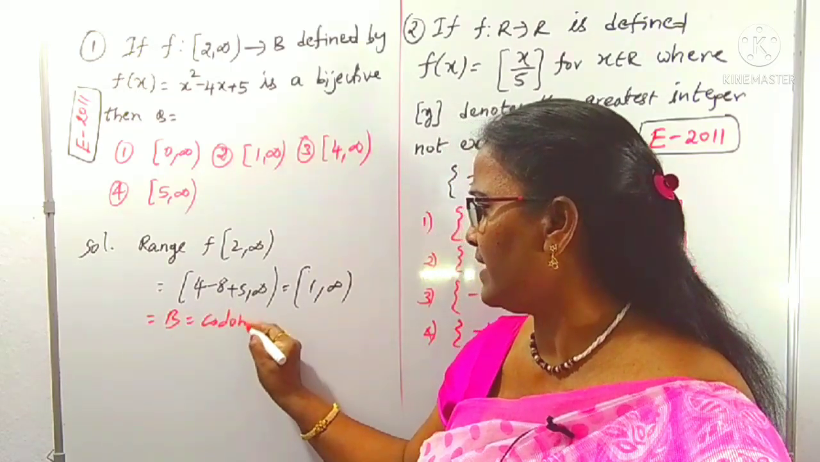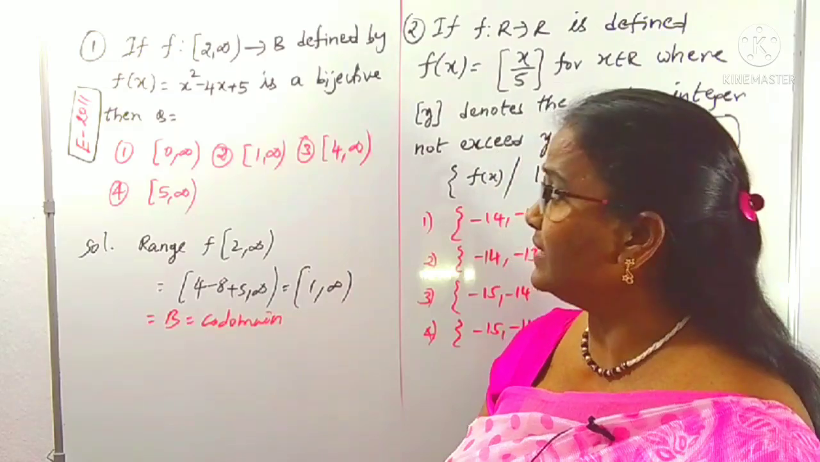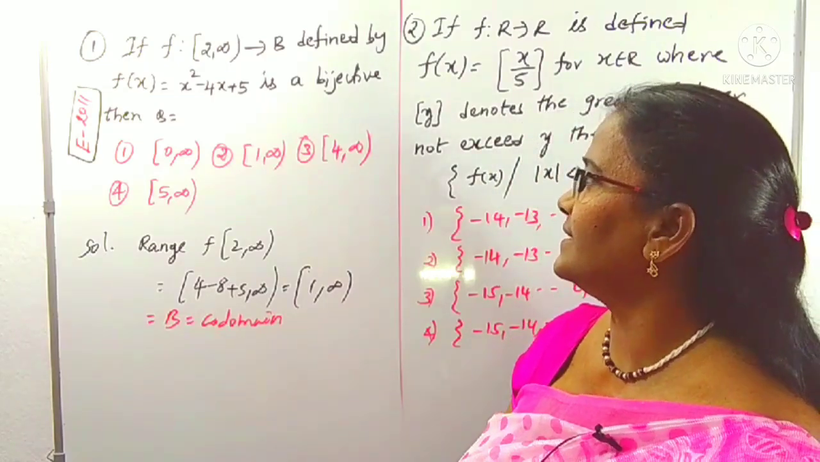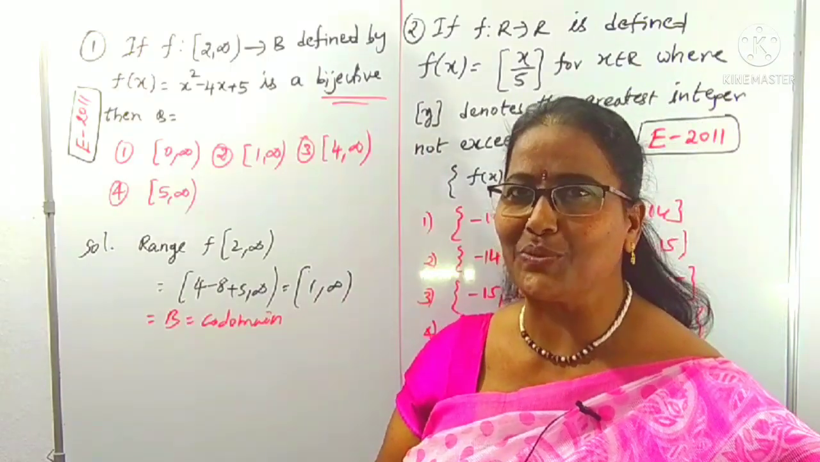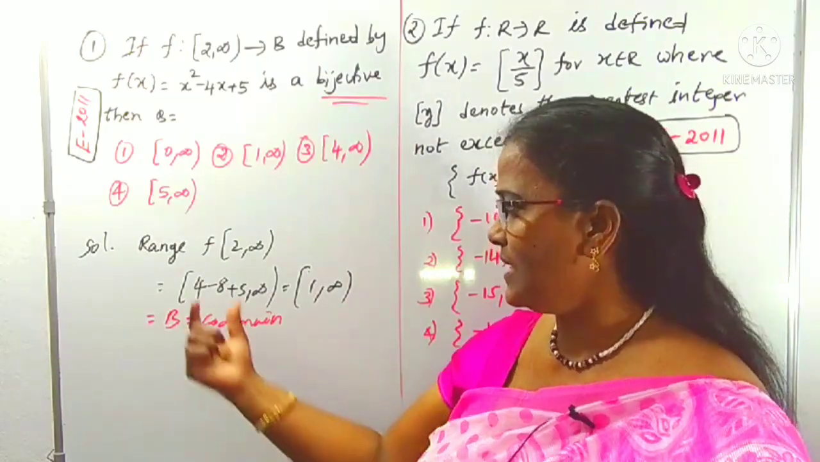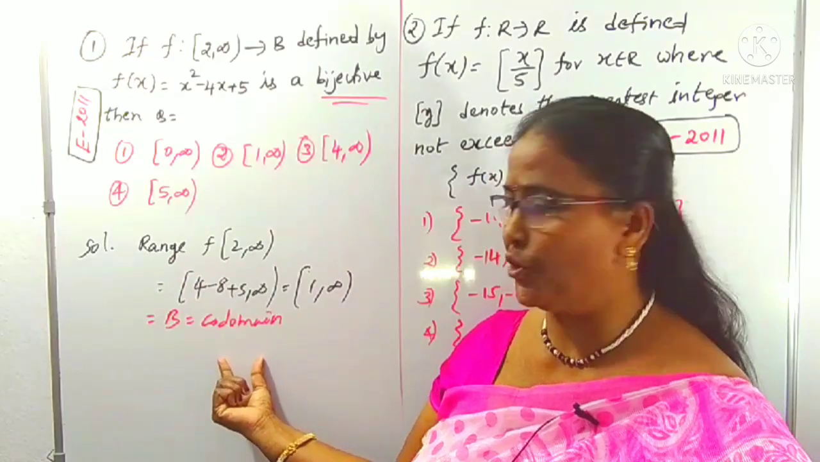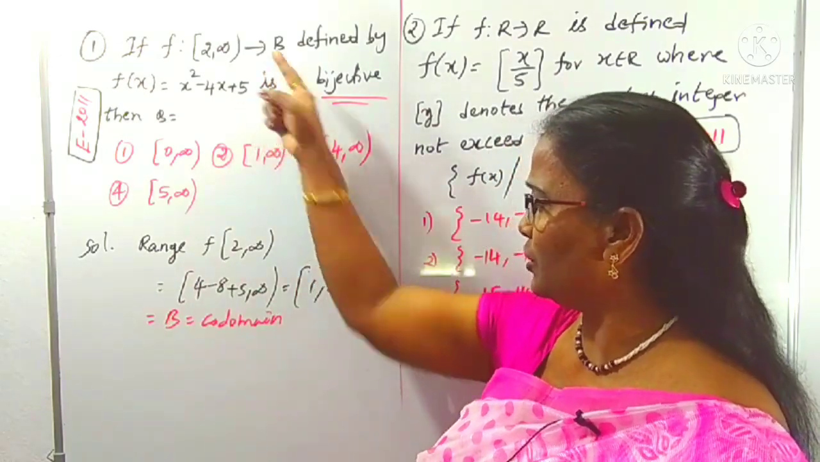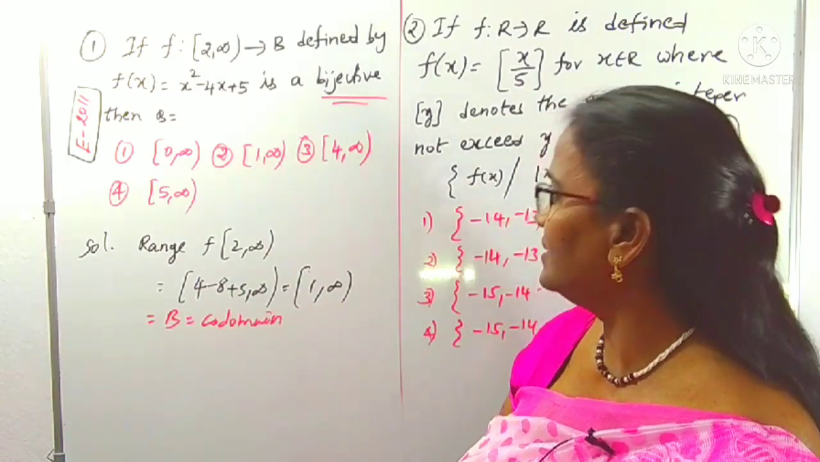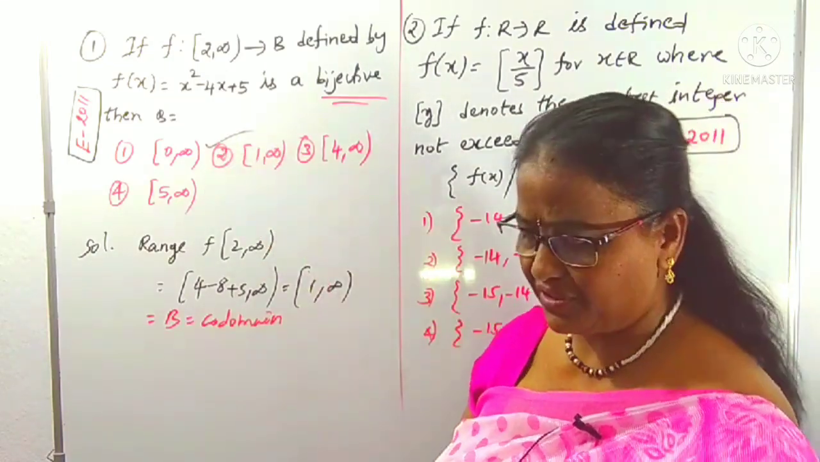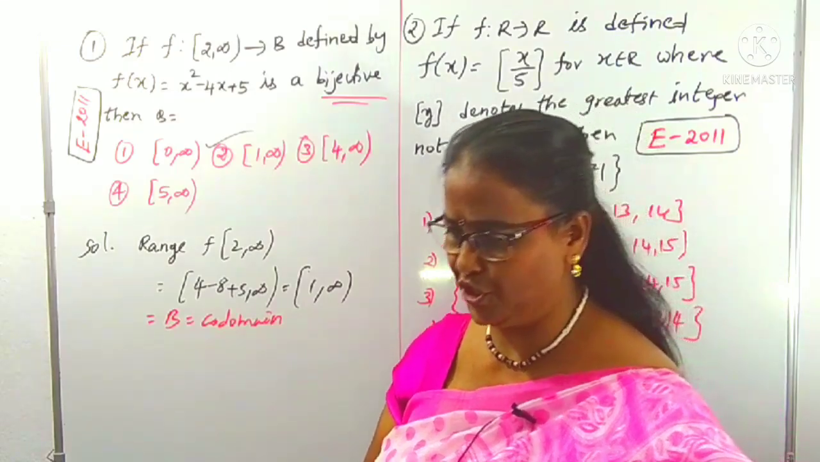Because this is given as a bijective function, bijective means it is also surjective, that is, onto. In case of onto, range is equal to codomain. We want B, that means we want the codomain, which is the closed interval [1, infinity). That's it. Which option? Clearly the second option. Is it clear? Very simple question.